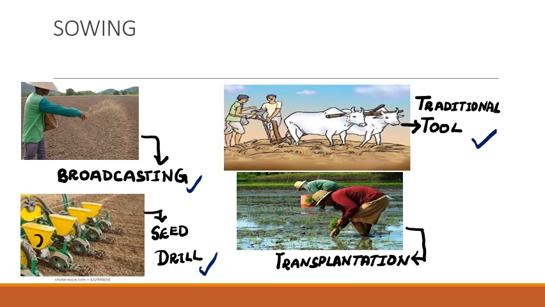Transplantation. It is used for crops like rice. Seeds are first sown in the nursery. When they germinate, small plantlets come out. Then these plantlets are planted into the field. So why is this method used? Because it ensures that only healthy plantlets are transferred to the field, so it will result in a good yield of the particular crop.